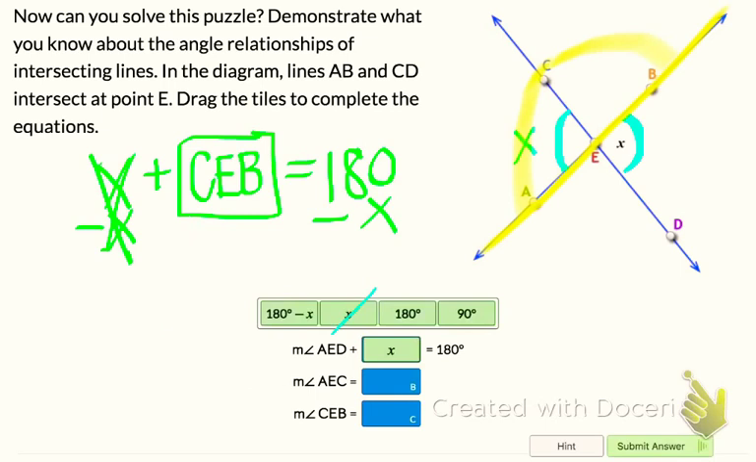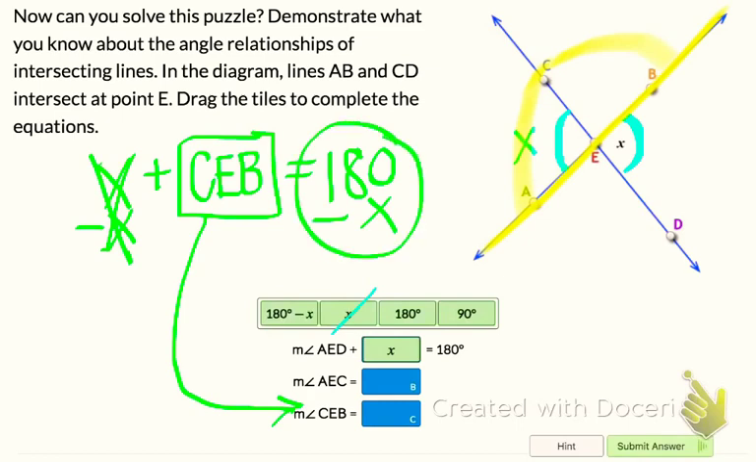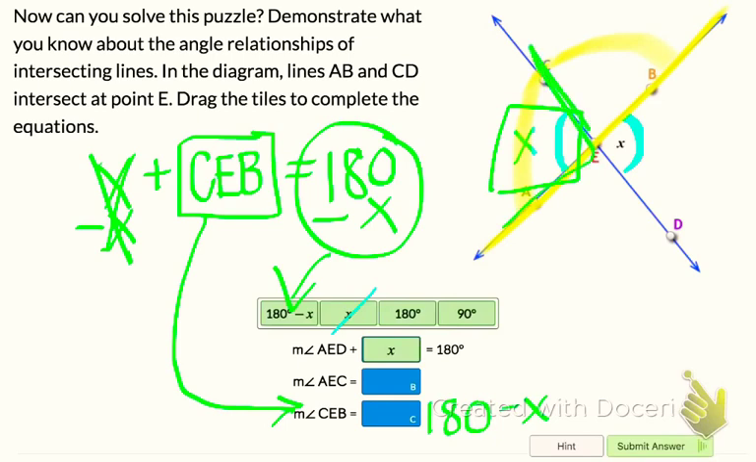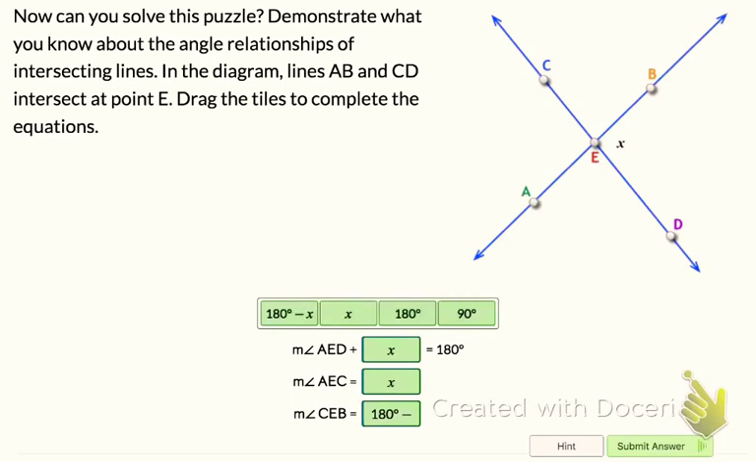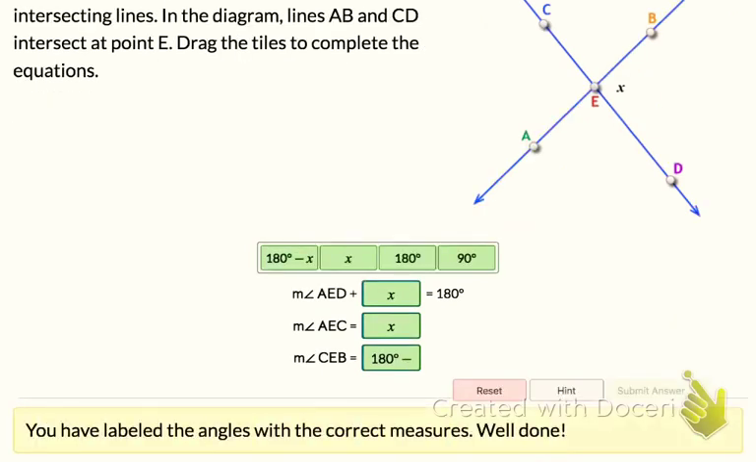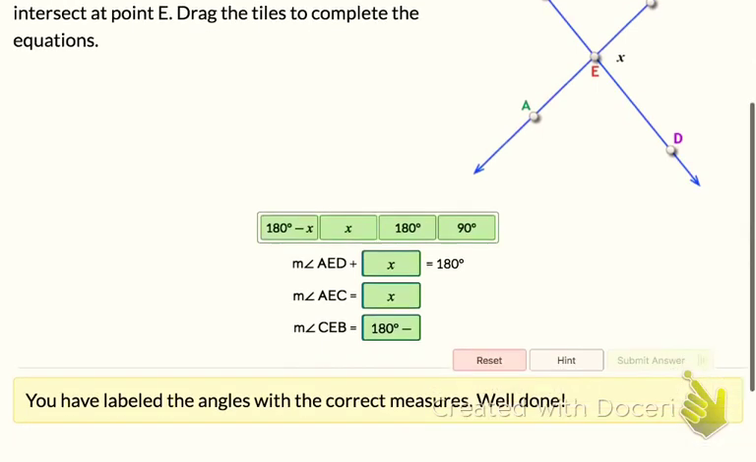Oof, I messed up. Let me try this again. CEB would be equal to 180 minus x, which is right there. So 180 minus x degrees. And then we also already stated up here that AEC, which was this one, was also equal to x. So let's put those in and see if that's correct. And that says well done, so we got that one correct.